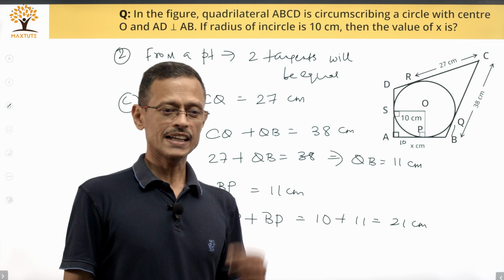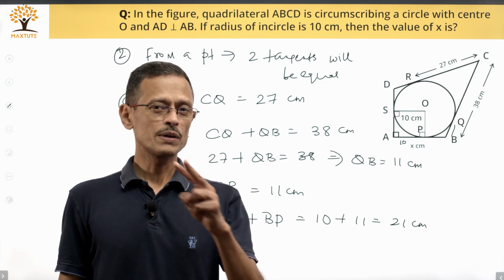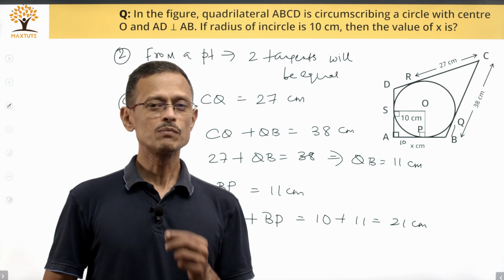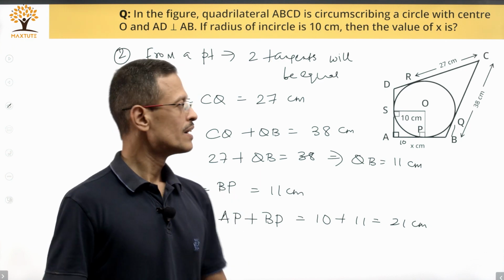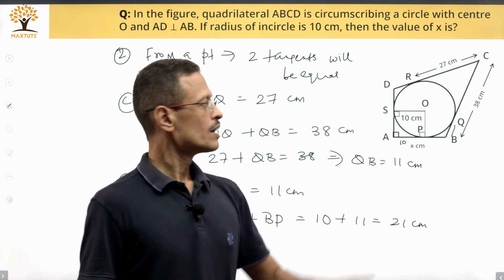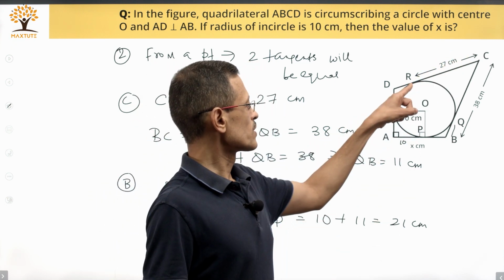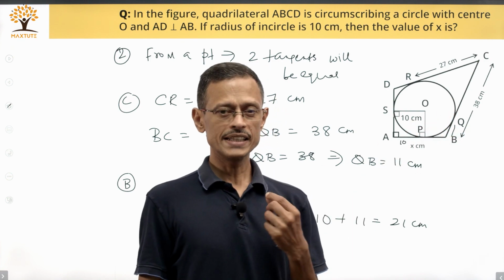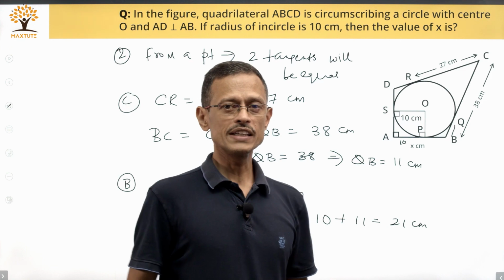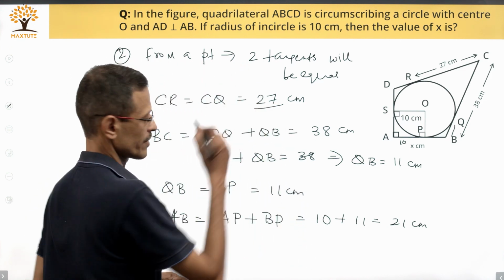I'm going to quickly recap this part too, right? The second property that we will be using is that from an external point you will be able to draw two tangents and both these tangents will be equal in length. We are looking at two points C and B from which we are drawing two tangents each. From point C, the two tangents drawn are CR and CQ. They will be equal in length. CR is given to be 27, which means CQ will also be equal to 27. So that's a first deduction.